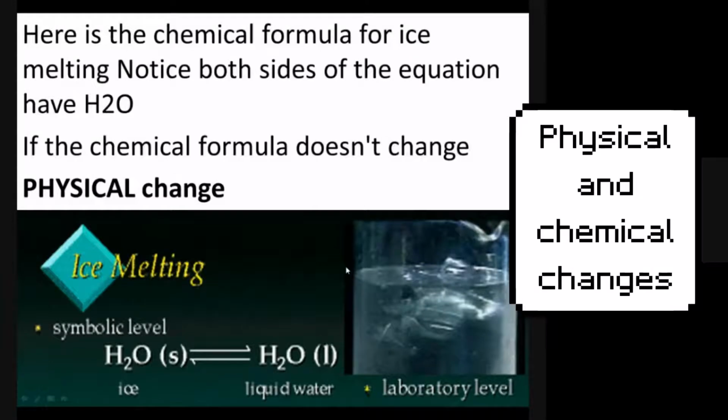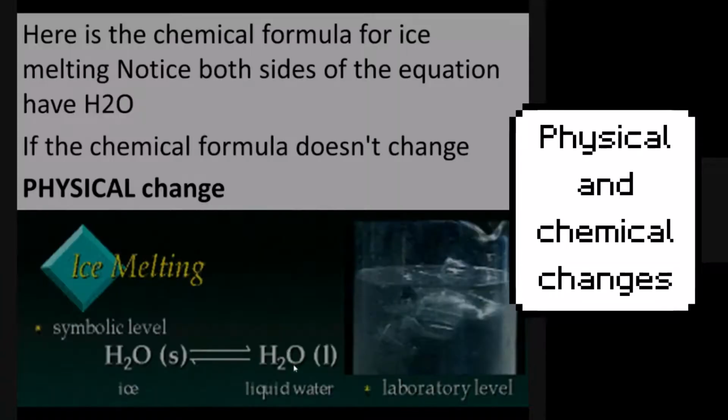Now, if you're looking at a chemical formula for a physical change, when the chemical formula on the left and the right, the reactants and the products, if the object or the letters are the exact same on the left and the right, then it must be a physical change. For example, on the left, we have H2O in its solid form, and on the right, we have H2O in its liquid form. If it's the same, then nothing chemically has changed. It must be a physical change.